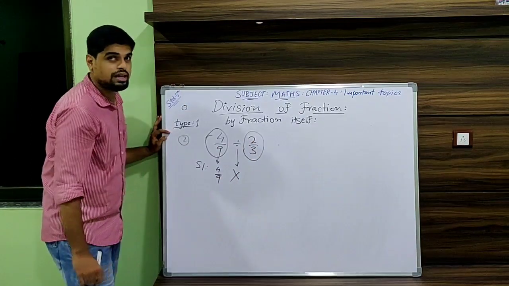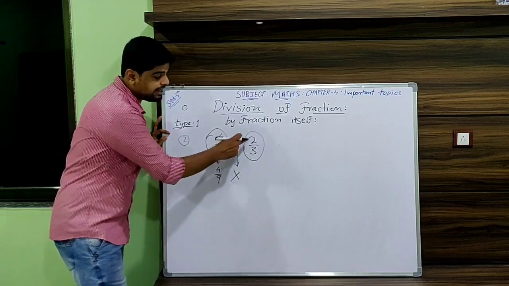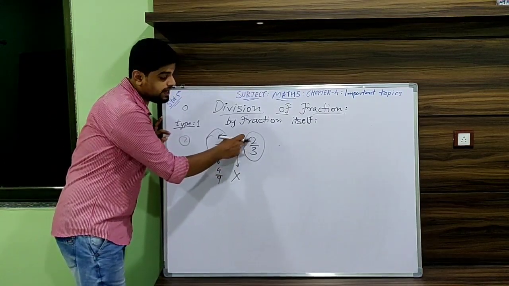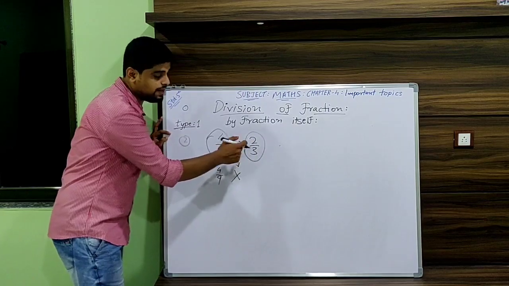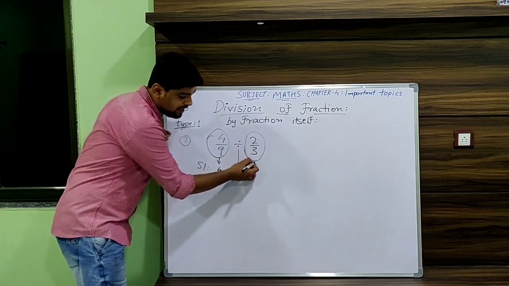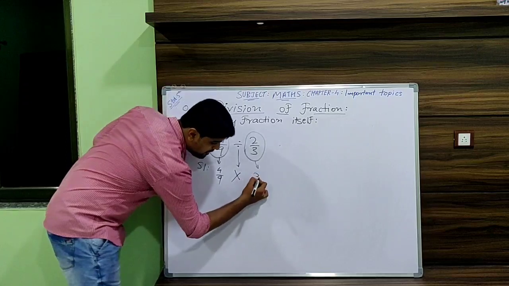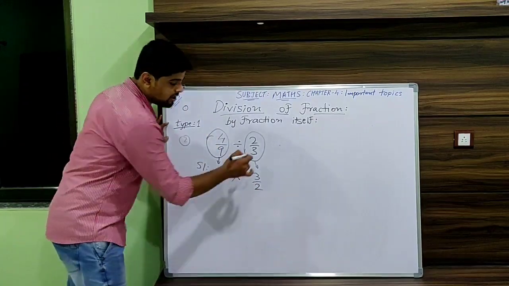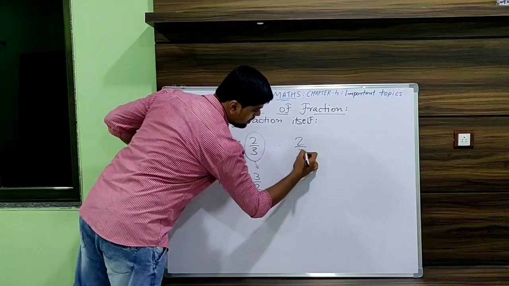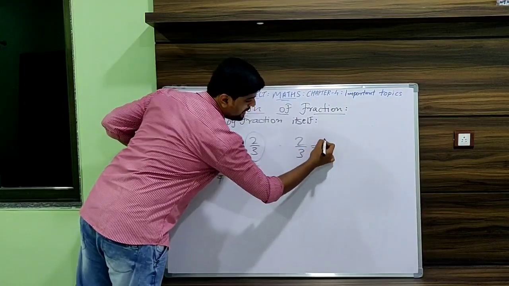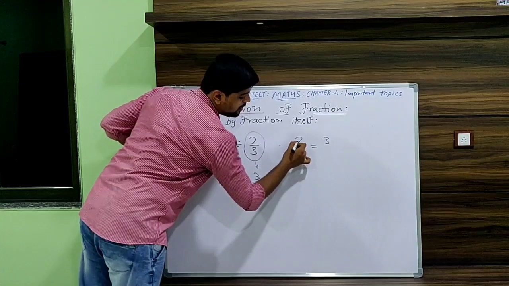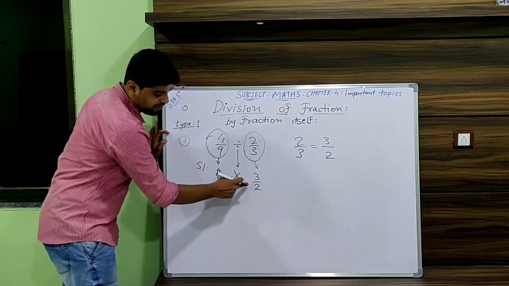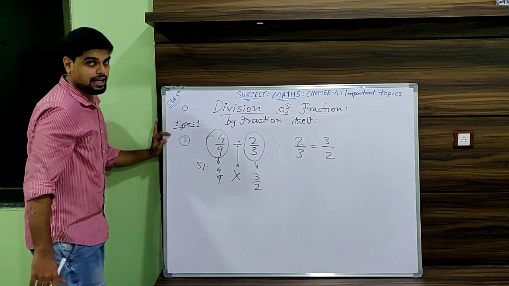So what will be the reciprocal of the second term? That is 2 by 3. The denominator will become the numerator and the numerator will become the denominator. So for 2 by 3, the reciprocal will be 3 by 2. Is it clear? For the reciprocal of 2 by 3, this denominator will become the numerator and this numerator will become the denominator. So for 2 by 3, we have written the reciprocal as 3 by 2.